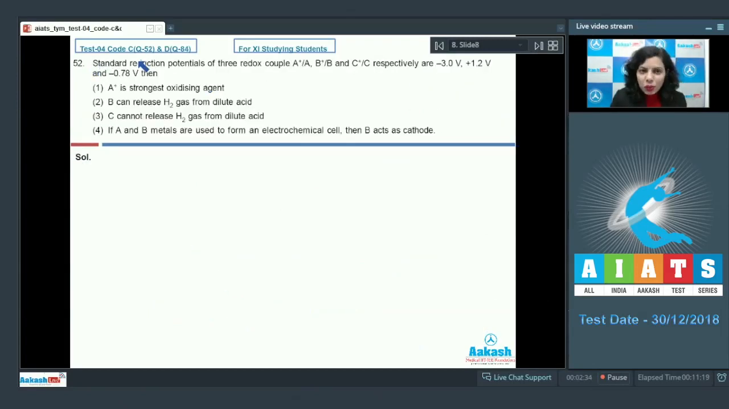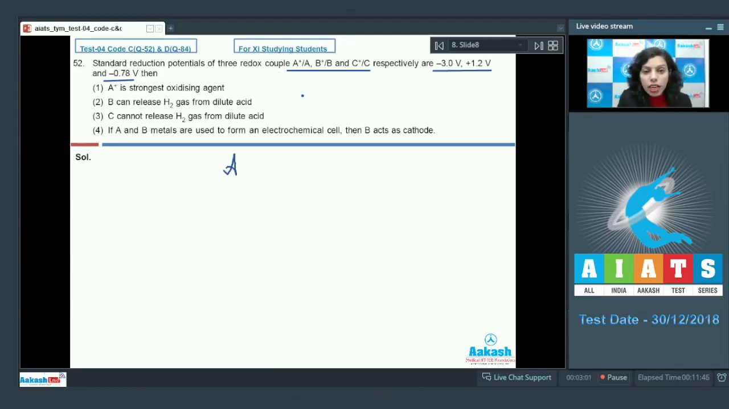Standard reduction potentials of 3 redox couples are given here. Let me underline them. Respectively, the values are given here: -3.0 volt, +1.2 volt, -0.78 volt. Now with the help of these values, we have to choose the correct statement, and that will be your correct option also. Let's check the values given here.